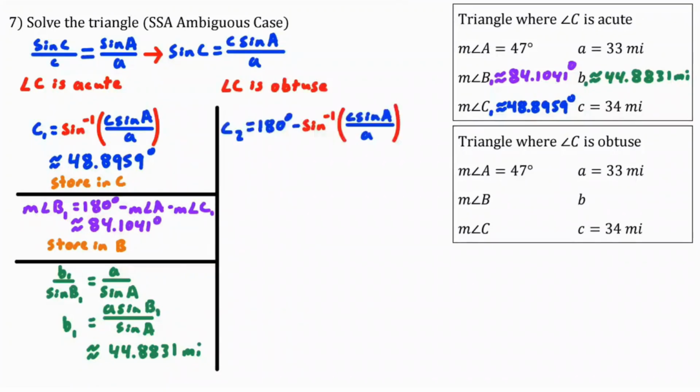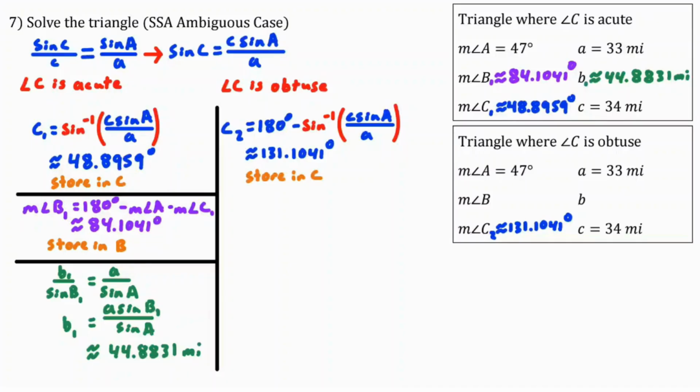obtuse. So we have C equals 180 degrees minus sine inverse of c sine A over a. Type this in the calculator, you get C to be about 131.1041 degrees. And then we'll store it in the calculator.